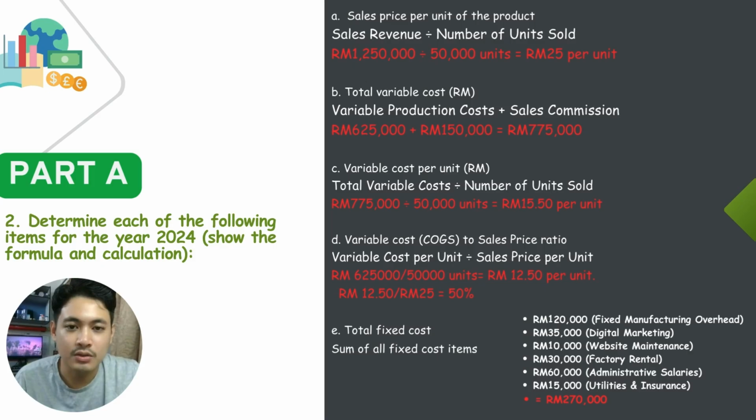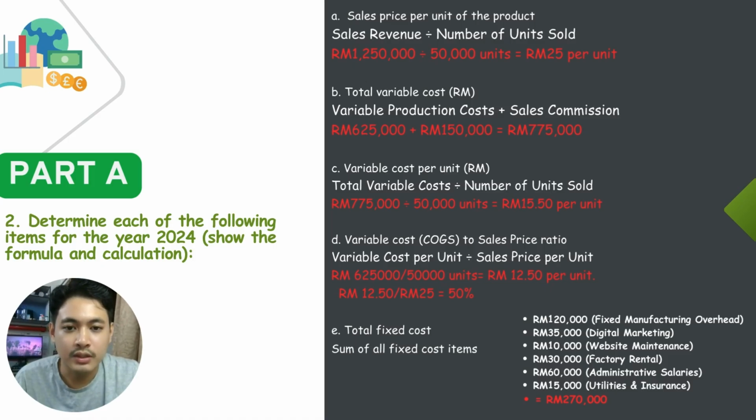The second one is total variable cost. Variable production cost plus sales commission is 625,000 ringgit plus 150,000 ringgit. So total variable cost will be 775,000 ringgit. The third one is variable cost per unit. Total variable cost divided by number of units sold will be 775,000 ringgit divided by 50,000 units. So variable cost per unit will be 15 ringgit and 50 cents.